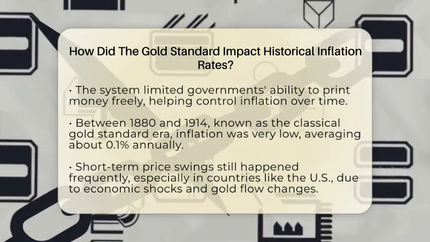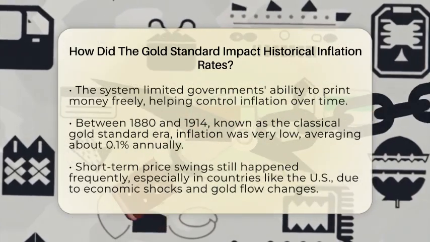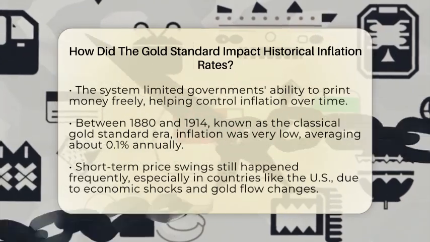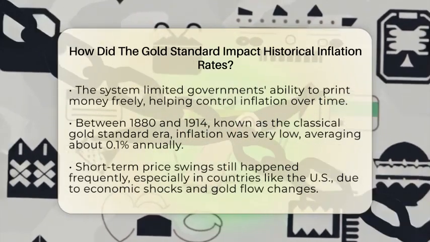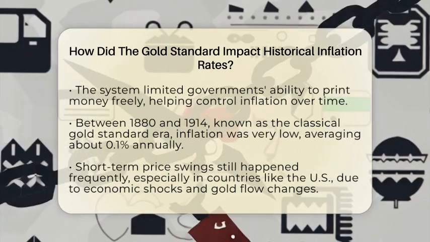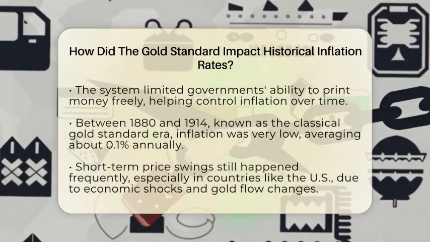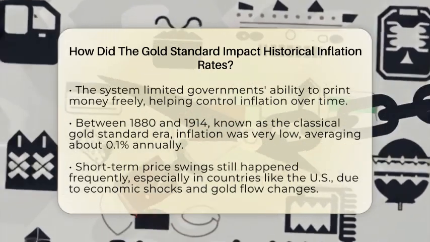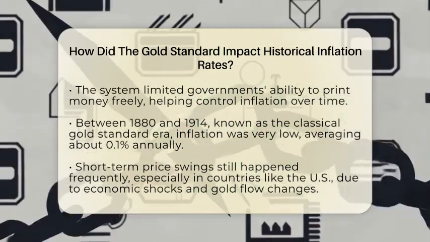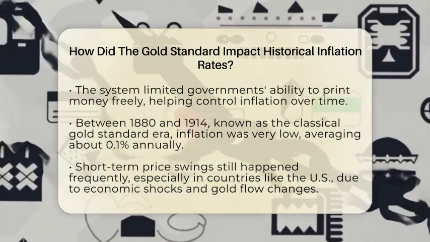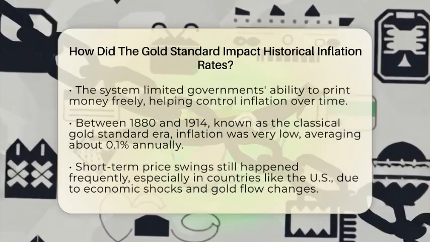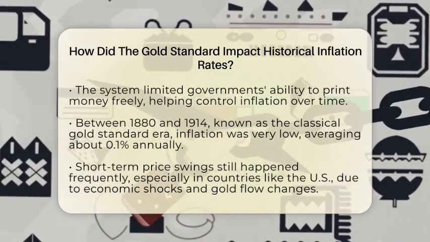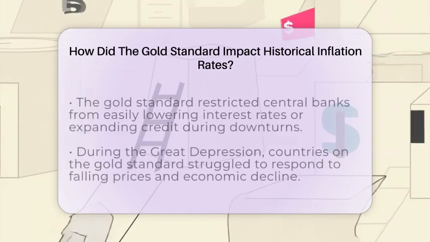During the period from about 1880 to 1914, known as the Classical Gold Standard era, inflation was very low. On average, prices only increased about 0.1% each year. That means prices stayed quite stable compared to the high inflation seen after World War II. Still, even with long-term stability, prices could swing a lot in the short run. The United States, for example, saw frequent price jumps and drops caused by economic shocks and changes in gold flows.